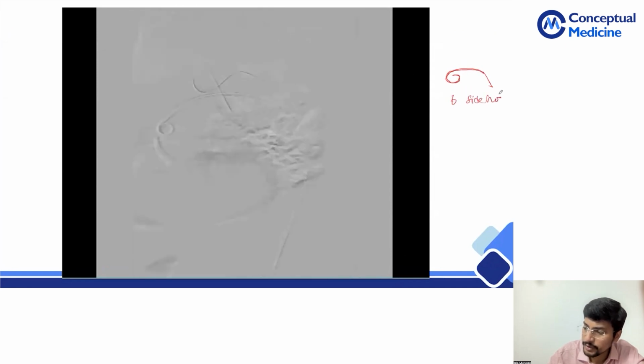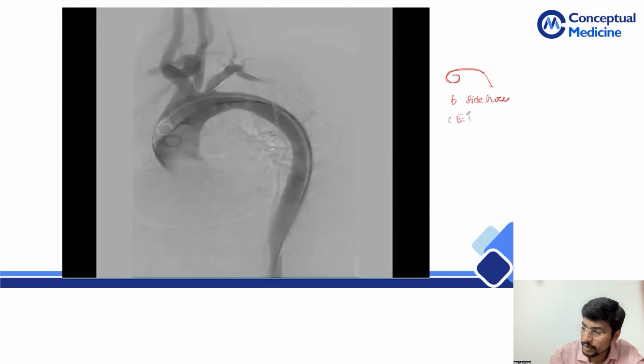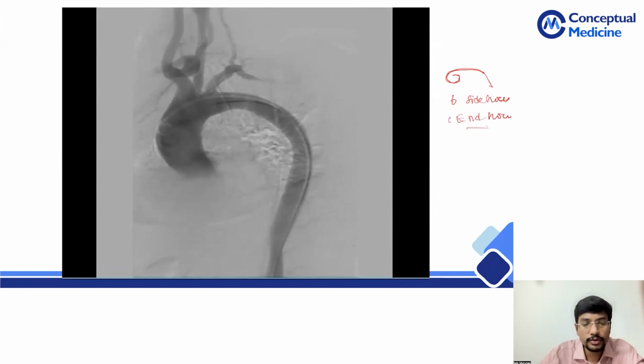and 1 end hole, totally 7 holes. This is to give more volume of the dye to look better. Nothing else. So this is the aortogram.